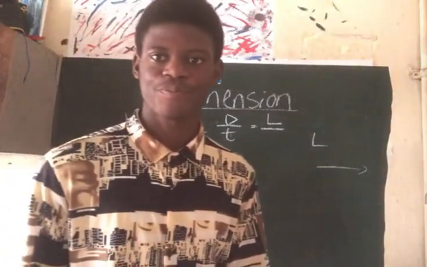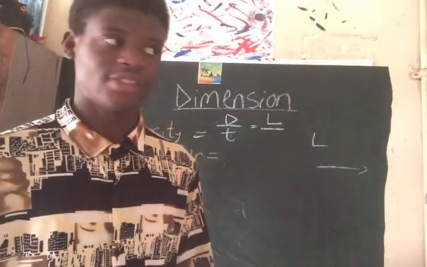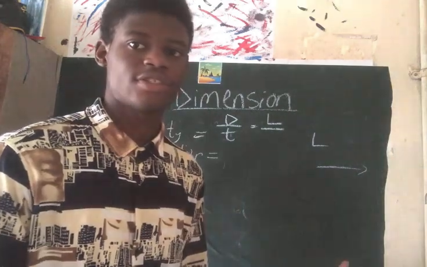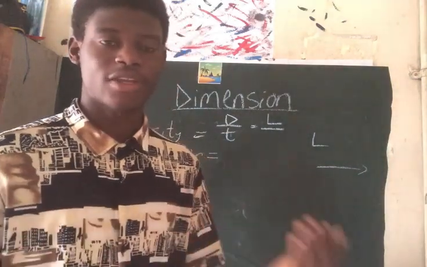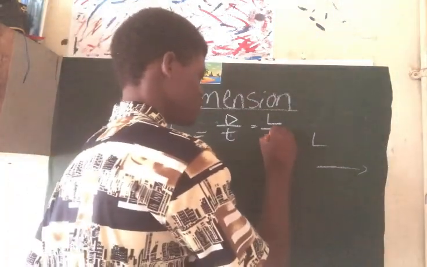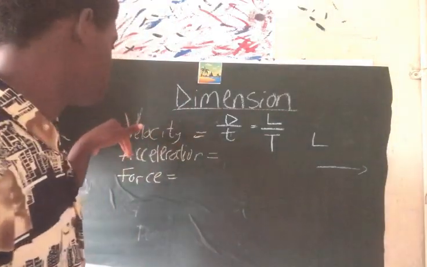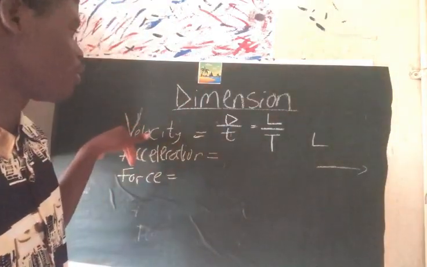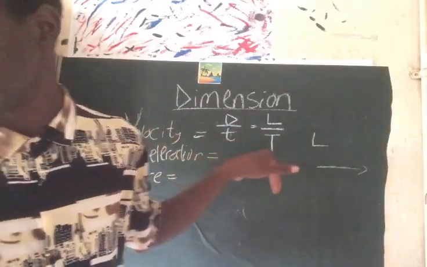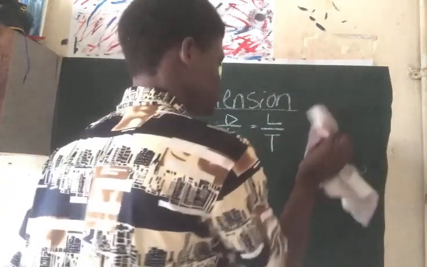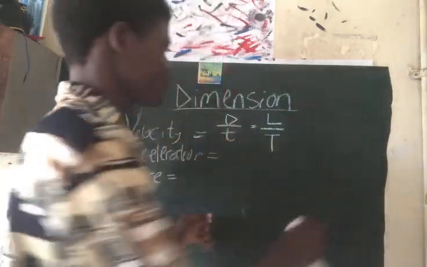T is time, and time is also a fundamental quantity, and the symbol is capital letter T. So that will be T. Understand? So the dimension for velocity is L over T, but we won't leave it in this way. We are going to leave it in the standard way that we all know.